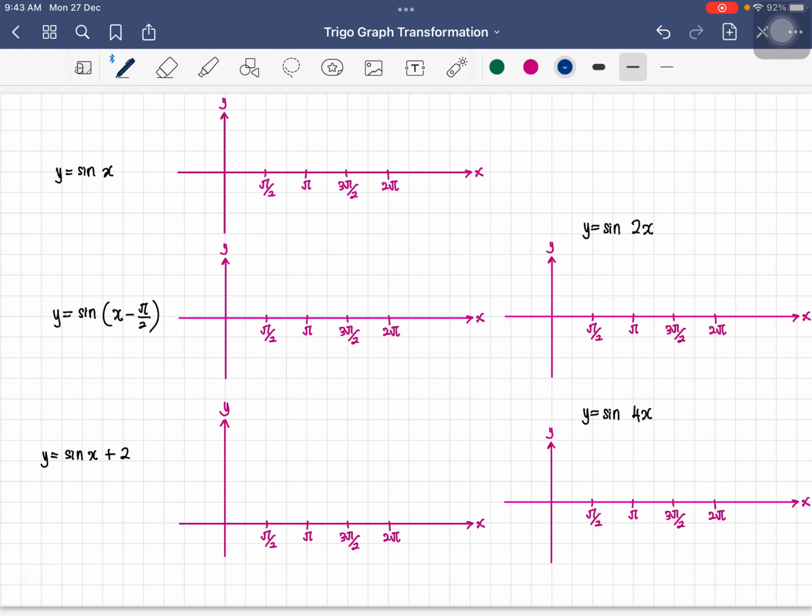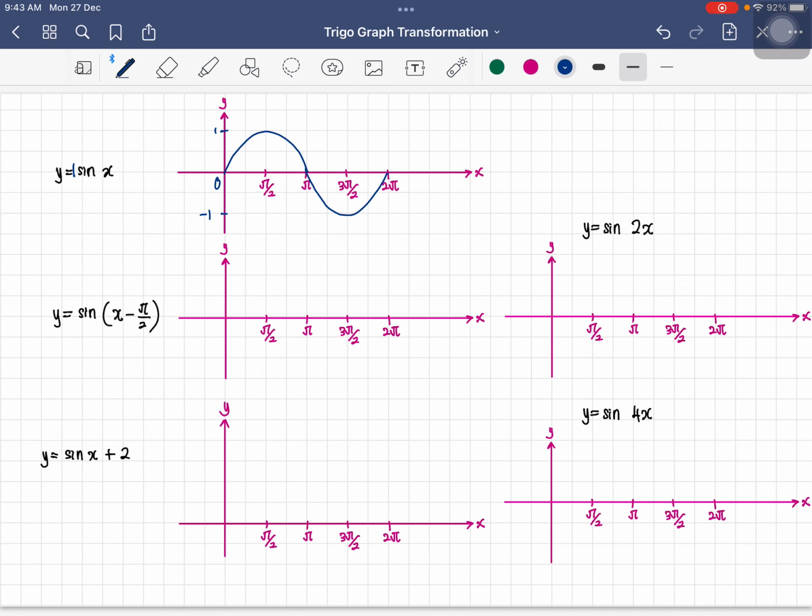Suppose we start with sine of x. We should recall that the graph of sine of x looks like this. Suppose this is 1 and this is negative 1. The amplitude is 1, so it goes this way, and we have one complete cycle in 2 pi.